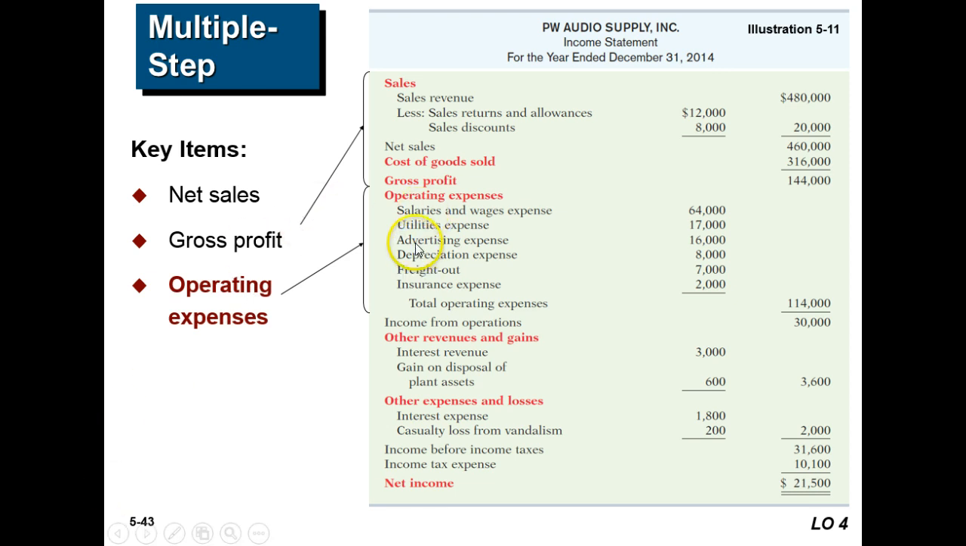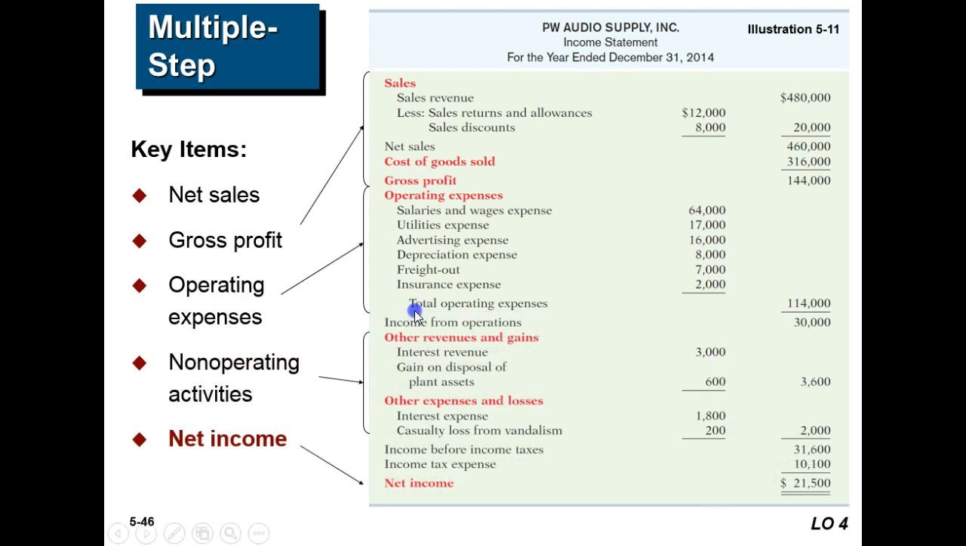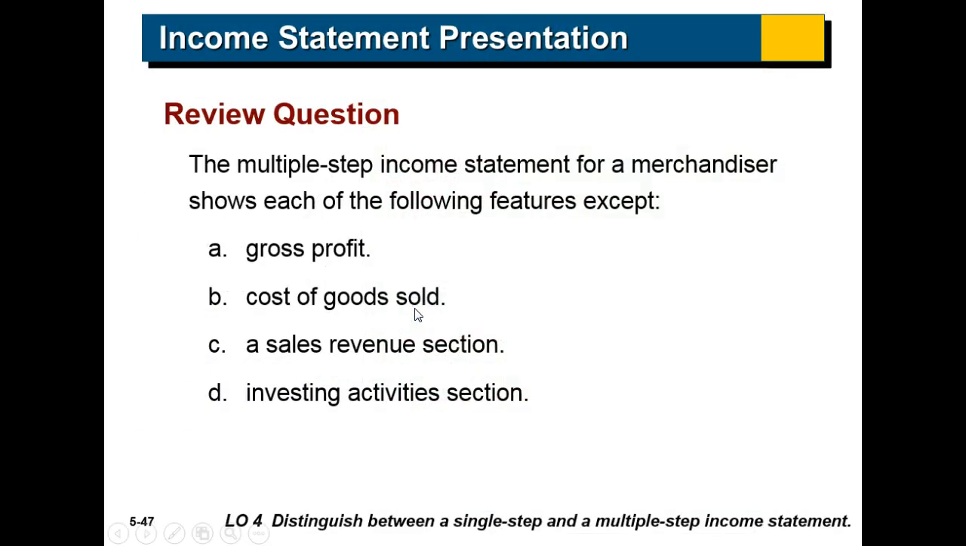So basically, this is the focus I want you to stay put on: the gross profit and then the various operating expenses. Okay. The multiple step income statement for a merchandiser shows each of the following features except gross profit, cost of goods sold, a sales revenue section, or an investing activities section. What sounds out of line there? D.